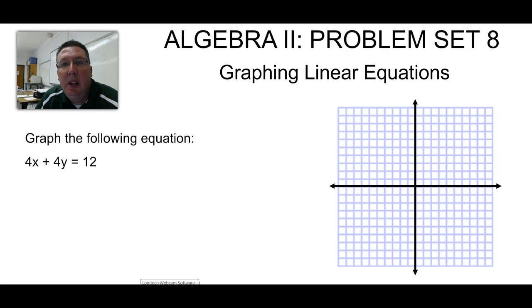Hello, Algebra 2. Today we're going to look at problem set 8, which is dealing with graphing linear equations. Now, this is something that you should have done in Algebra 1, but I'm going to show you two ways to do this. One is the old way, and then I'll show you kind of a shortcut method called the slope-intercept method. To start, you look at this equation, 4x plus 4y equals 12.